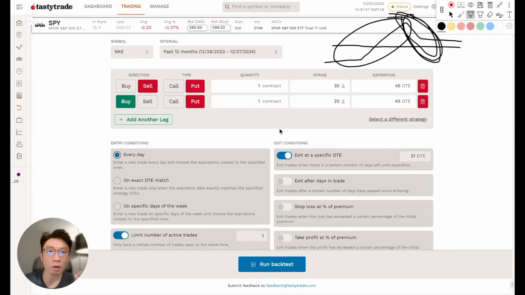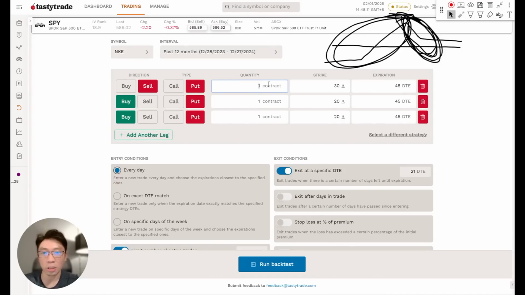Now, when I'm crafting the put broken wing butterfly in this case, I always first want to see how much credit I get, and then based on the credit, this is where I'm going to choose my put debit spread strikes. But the problem with this software is that I cannot do that. So for example, if I was to just add another leg, let me just add another buy leg. So this will be 2 contracts. And let's just say I choose 30 deltas. And for the put credit spread side, I'm going to choose 20 deltas down here. But what about for this? What delta am I going to choose?